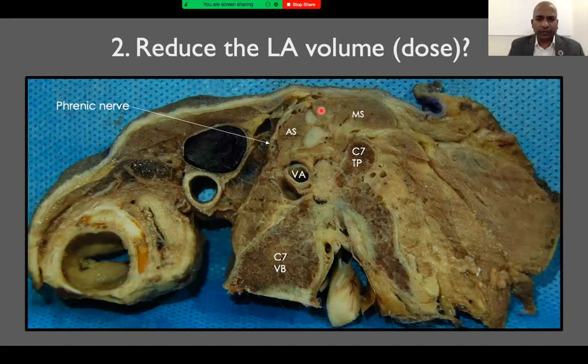If you see in this cadaveric image, this is the anterior scalene muscle, this is the middle scalene muscle, this is C5, C6 and C7. C5 and C6 form the upper trunk and the phrenic nerve lies over the anterior. With 10 to 20 ml of local anesthetic, you are going to flood the entire neck and there is no way your phrenic nerve can escape. So what we have to do is find a local anesthetic volume that is adequate to soak the upper trunk. If you can do that, that is really great.